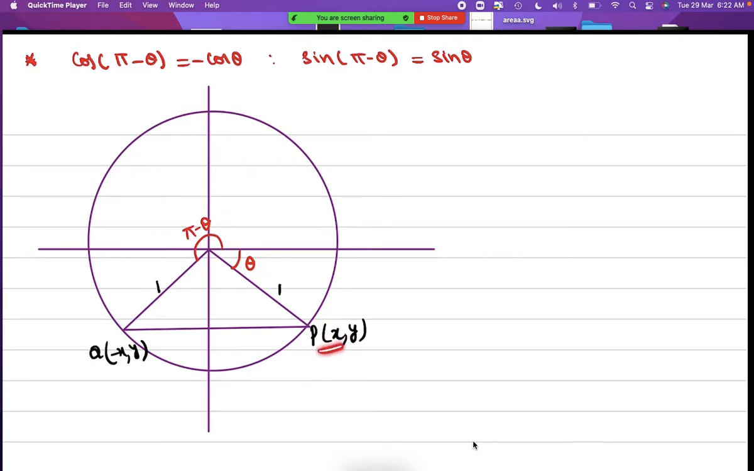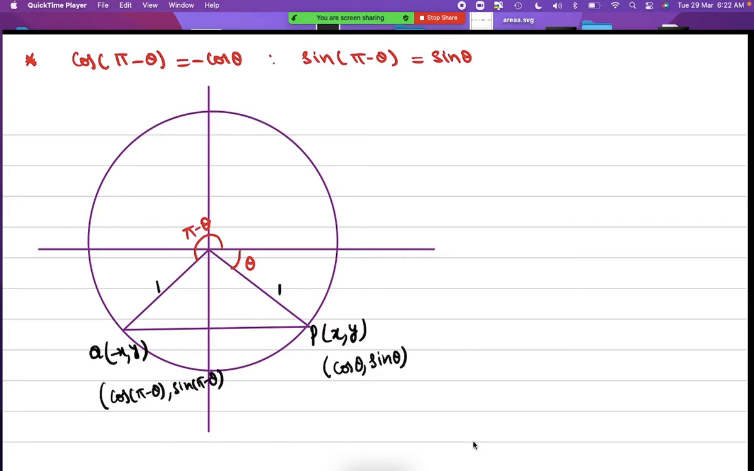Now, the point P(x, y) is associated with the angle theta, and the point Q(-x, y) is associated with the angle pi minus theta. So if we write the coordinates of P in parametric form, they will be (cos theta, sin theta). The coordinates of Q will be (cos of pi minus theta, sin of pi minus theta).